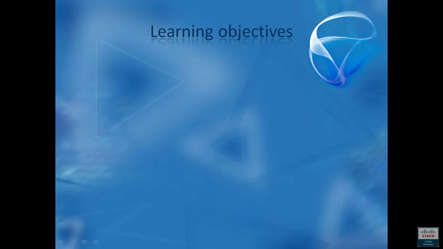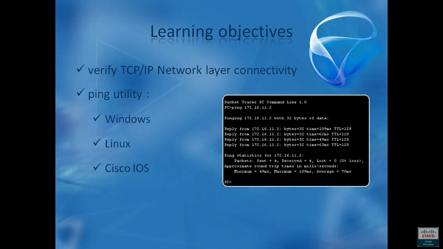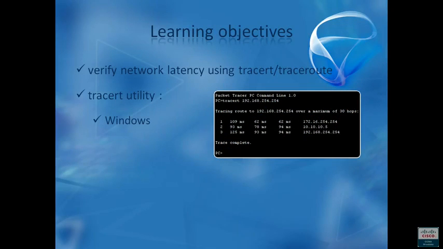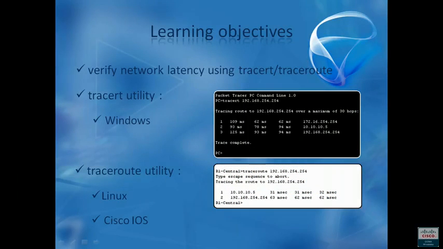6301592. In this video, we will learn how to verify TCP/IP network layer connectivity using the Ping utility. The Ping utility is available on Windows, Linux, and Cisco IOS. We will also see how a network administrator can check network latency using the Traceroute or Tracert utility. The Tracert utility is available on Windows, and Traceroute is used on Linux and Cisco IOS.